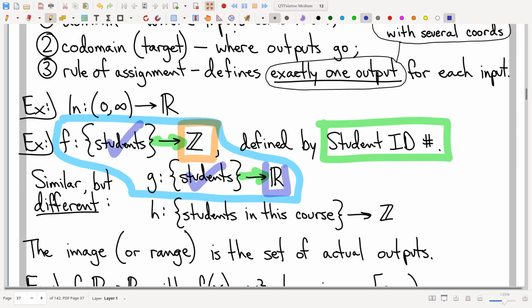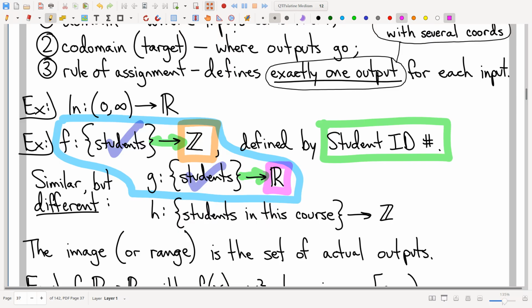Those integers are also, oh, I can't, I've already used blue. Sorry, hang on. Let me use this other. Use purple. Every student ID number is also a real number. So either one of these choices for the target is fine.